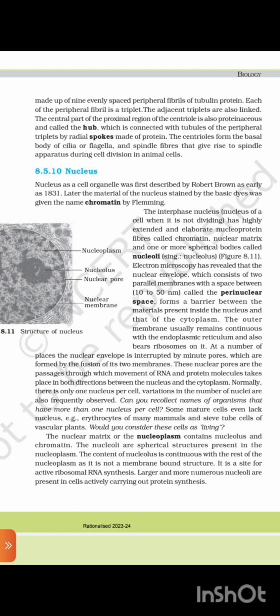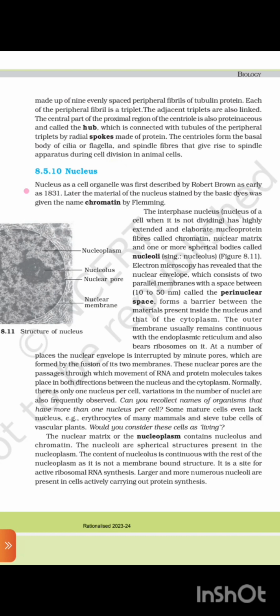The central part of the proximal region of the centriole is also proteinaceous and called the hub, which is connected with the tubules of the peripheral triplets by radial spokes made of protein. The centrioles form the basal body of cilia or flagella, and the spindle fibres that give rise to the spindle apparatus during cell division in animal cells.